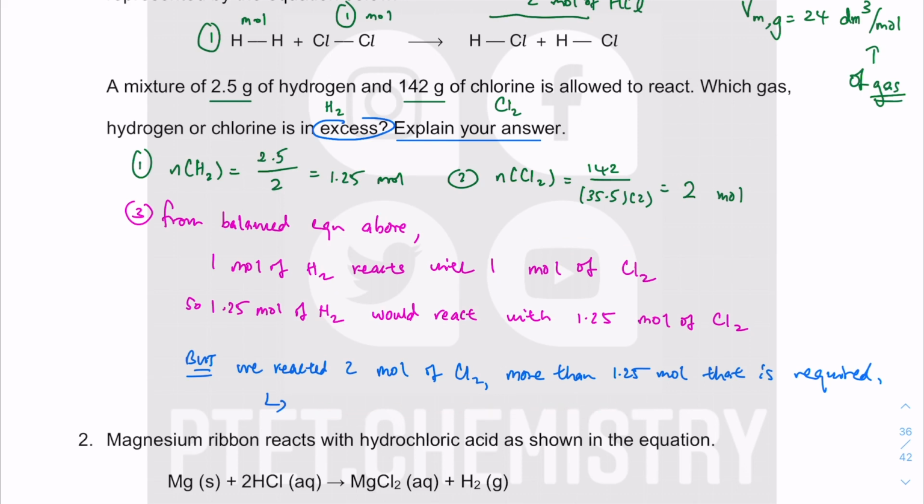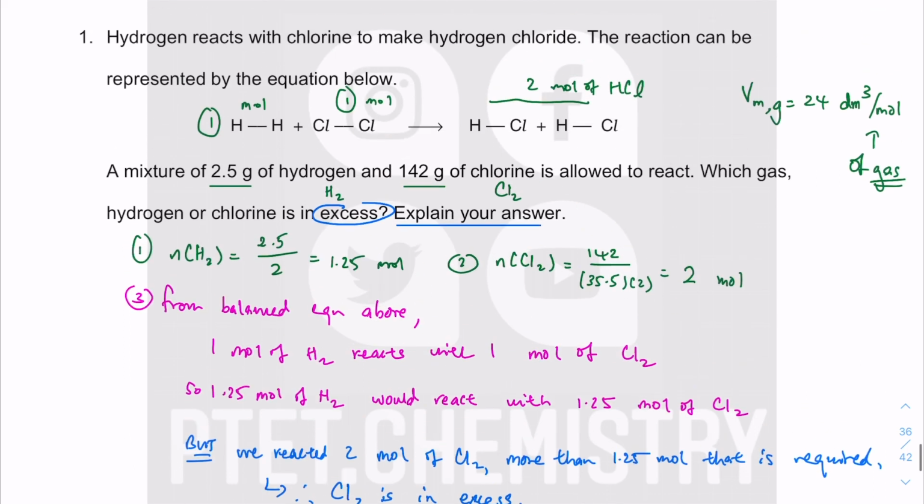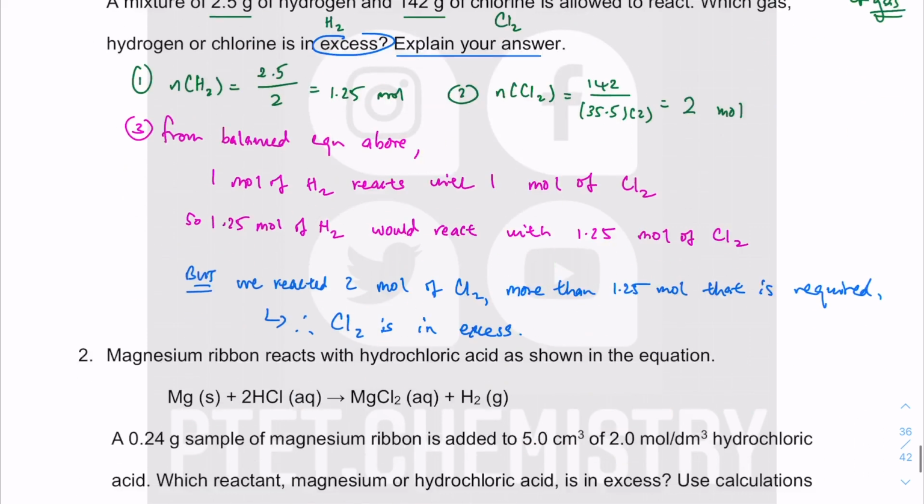So that is more than required, so therefore Cl2 is in excess. I have just outlined to you how you can explain it here in terms of the Cl2 being more than required. You could also talk in terms of hydrogen. For example, if you have 2 mole of chlorine, then you will require 2 mole of H2 to react. But you don't have enough H2, you have lesser mole of H2 than 2 mole, and therefore H2 is completely used up. H2 is limiting. If H2 is limiting, then the other reactant Cl2 must be in excess. Be careful about that, yeah?